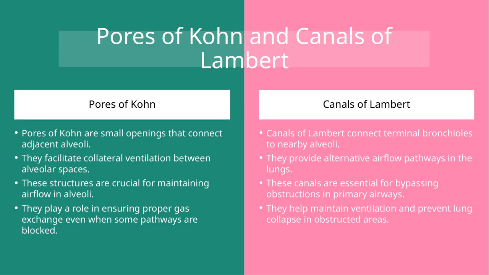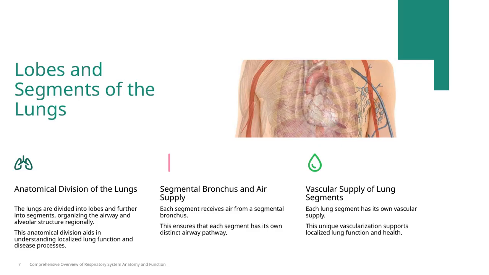Both the pores of Kohn and canals of Lambert are essential components of the lung's architecture. They work together to support continuous airflow and gas exchange, even under challenging conditions. Understanding these structures highlights how adaptable and resilient our respiratory system truly is, which ties into the overall theme of lung anatomy and function. Let's take a closer look at how the airway supply works within the lungs.